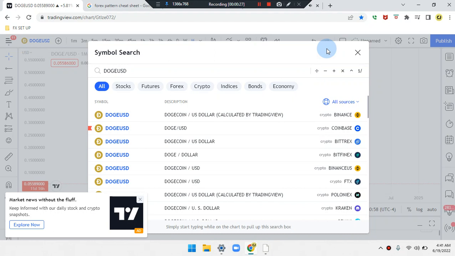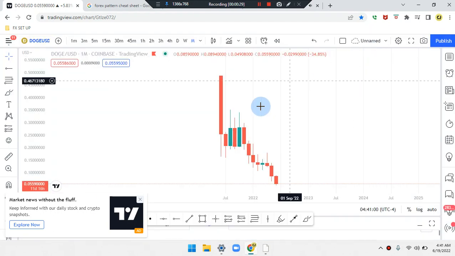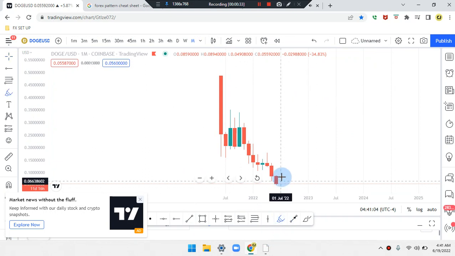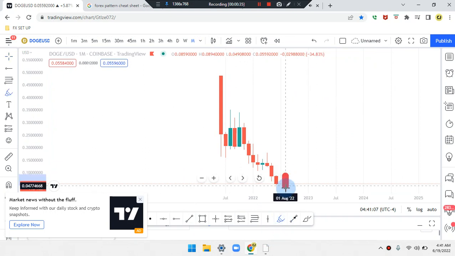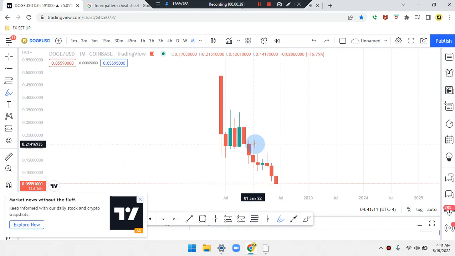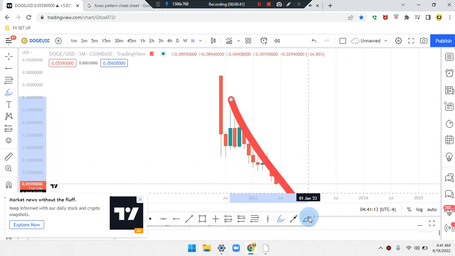DOGE USD. Okay, guys, price action. We are on a monthly time frame. Price action, last candle to the right-hand side. It's a bearish candle. You can clearly see that the market is working its way down.